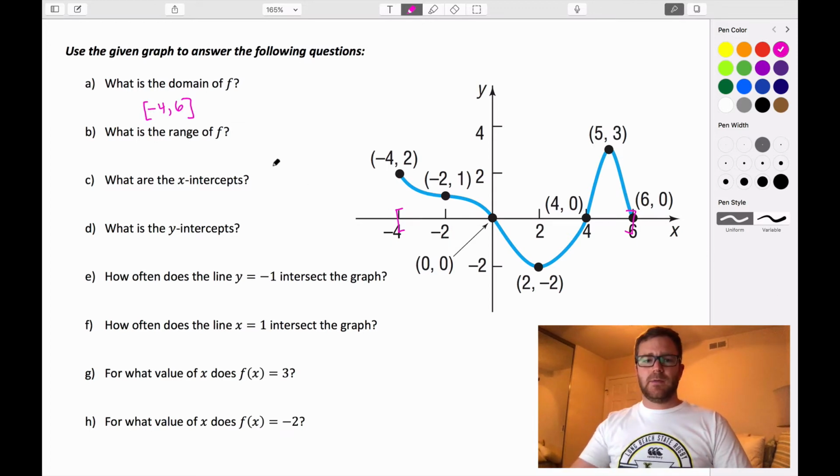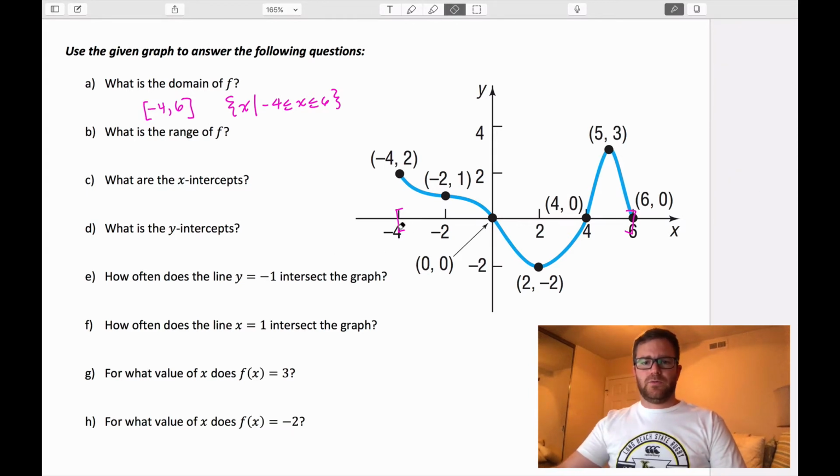If you wanted to talk about the set notation, it would be the set of all x such that, and then the inequality is x is in between -4 and 6, or -4 is less than or equal to x is less than or equal to 6, and that would be the domain.